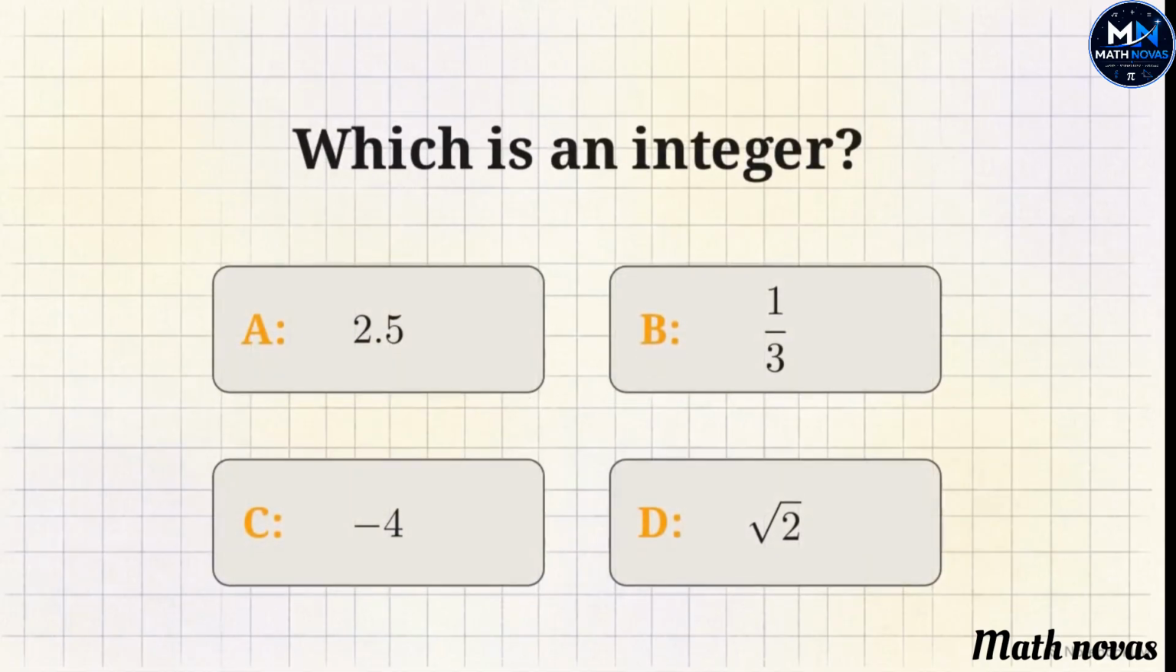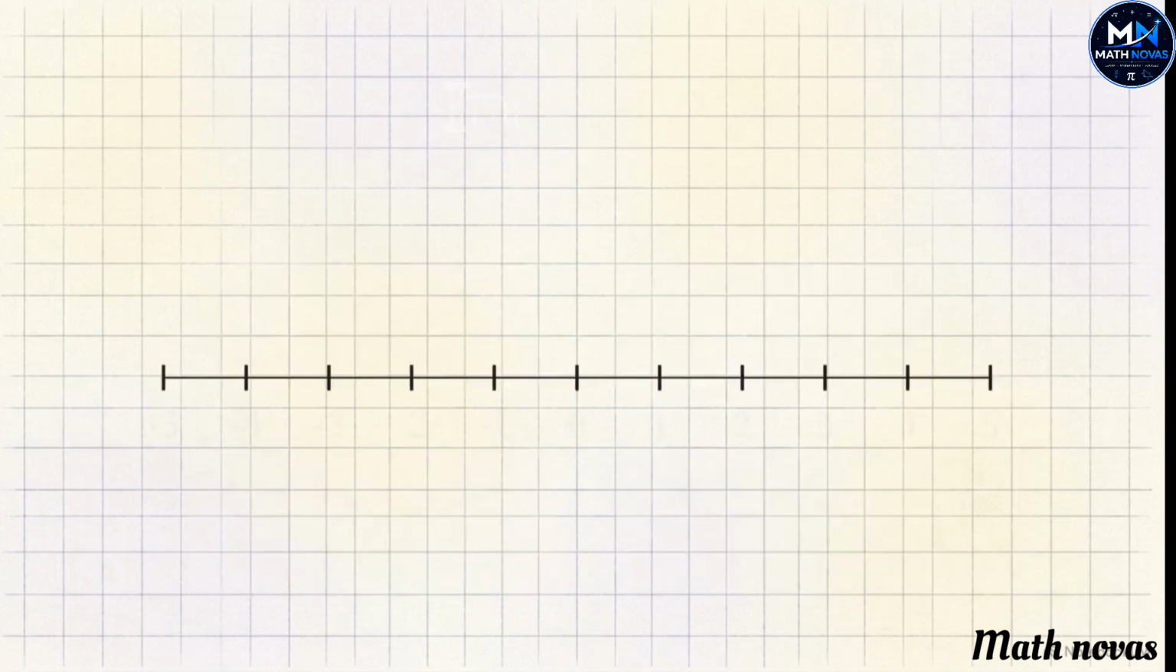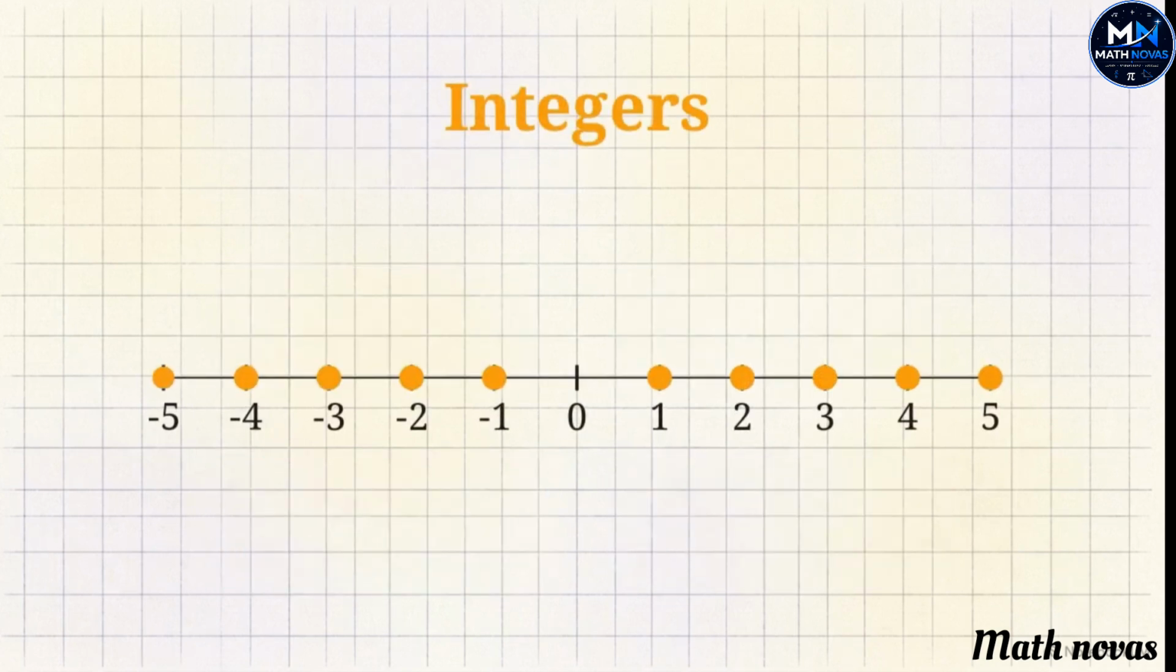Question 3 adds a little friction. Find the integer among these decimals, fractions, and square roots. We can immediately rule out the decimal and the fraction, leaving us with our answer, -4. Integers include positive numbers, negative numbers, and 0, but their strict limitation is that they can never be fractional parts.